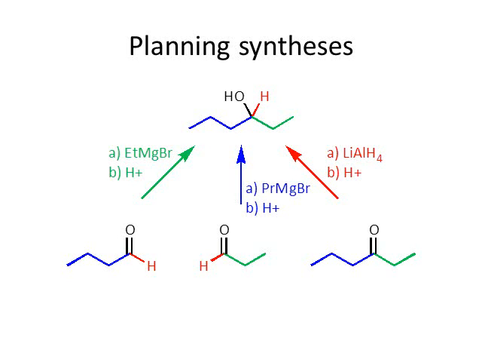So for instance, if I started with butanal and I added a 2-carbon Grignard, ethyl Grignard, I would get 3-hexanol. If I started with propanal and I added a 3-carbon piece, I would get the same alcohol. And if I started with 3-hexanone and I added a hydride agent, again, I would get to the same product.